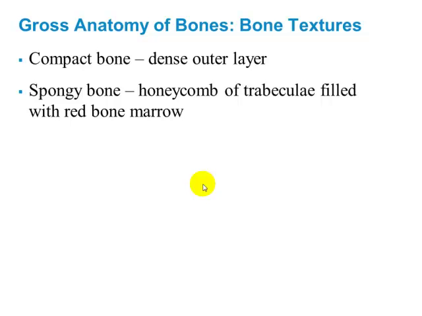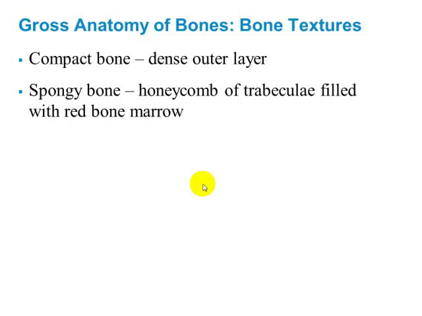Let's take a few minutes to look at the anatomy of bones in terms of the different bone textures. So within our bones, we have really two different types of bone. We have compact bone and spongy bone. Compact bone is just that. It is a dense outer layer of compact bone tissue.